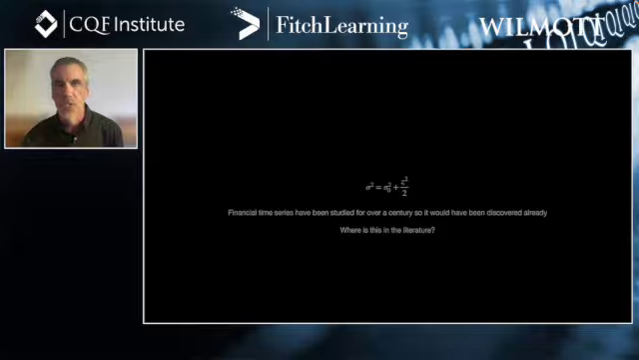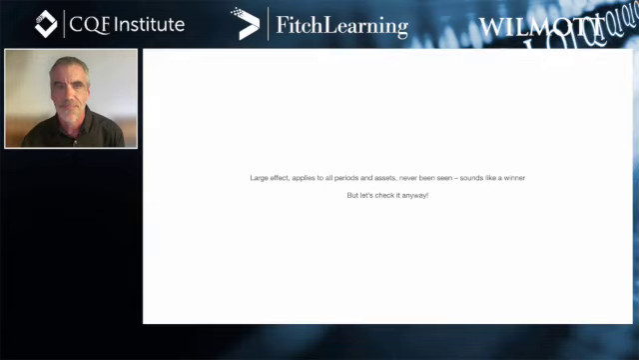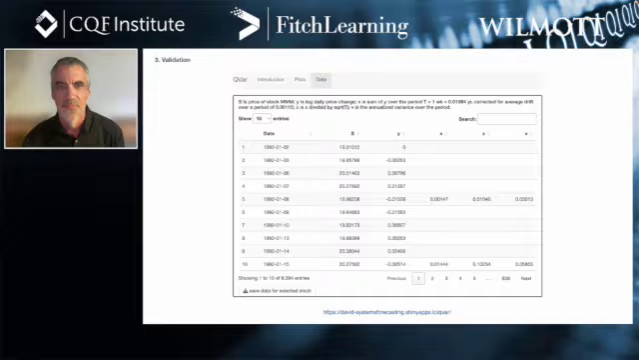Now, financial time series have been studied for centuries, so surely this would have been discovered already. And yes, where is this in the literature? Well, if you take a look, and we'll come back to this, it appears to be nowhere. Okay, so we've got a large effect. It applies to all periods and assets, it's never been seen, sounds like a real winner, but let's check it anyway.